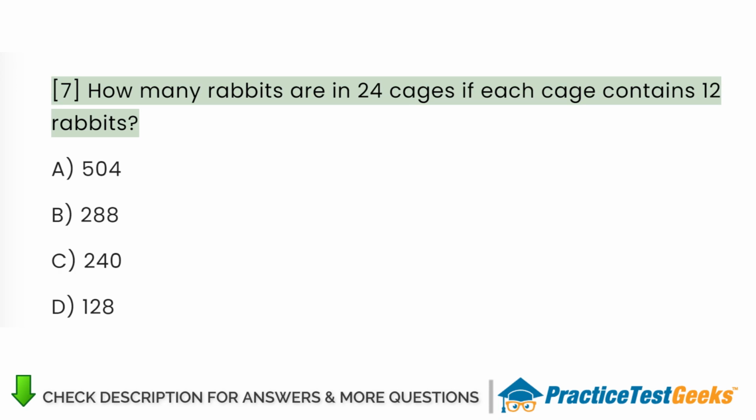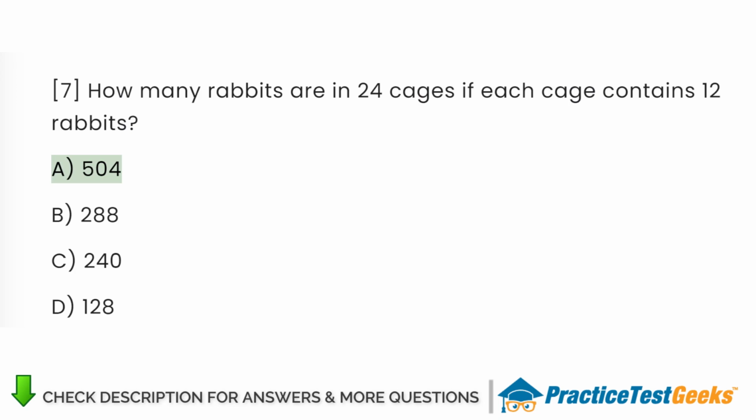How many rabbits are in 24 cages if each cage contains 12 rabbits? A. 504. B. 288. C. 240. D. 128.